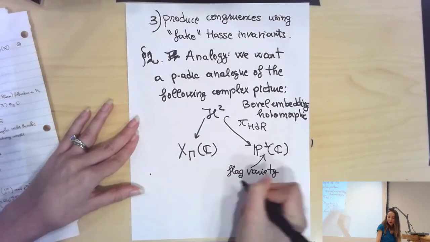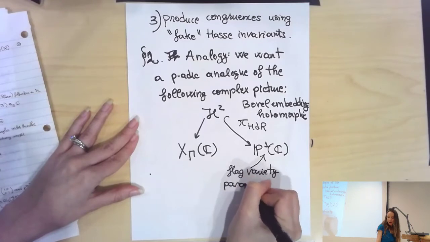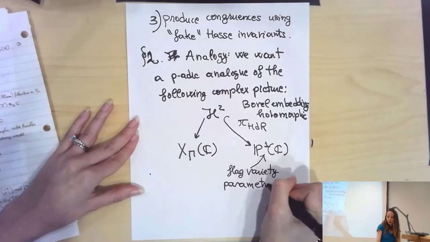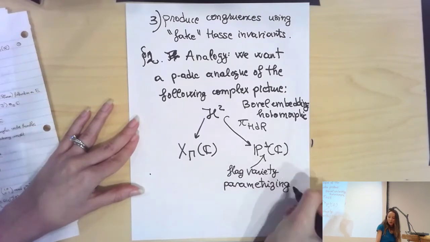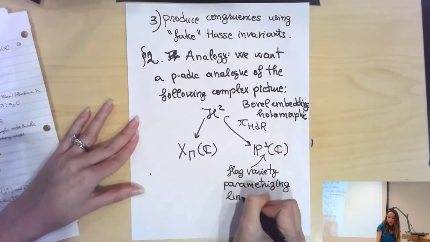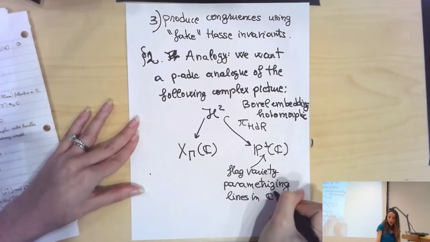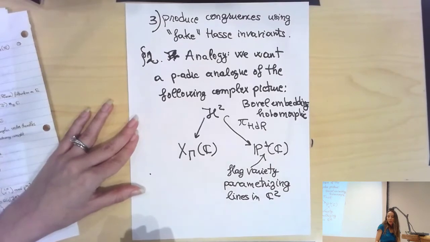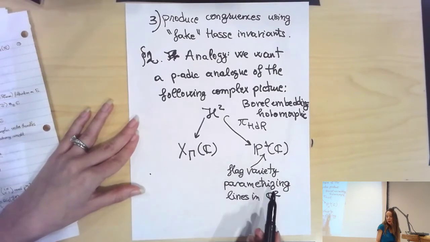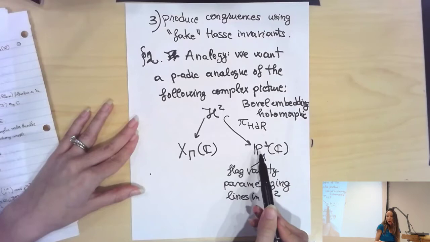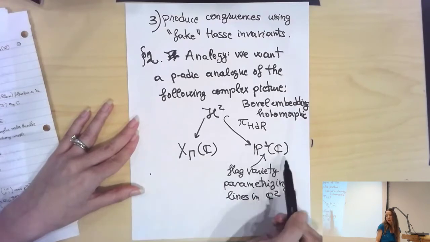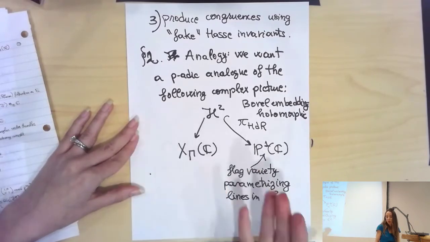parametrizing lines in a two-dimensional complex vector space. Okay. And if you think of it this way, there's also a natural action of the group GL2C on the flag variety. It just changes the position of this line.